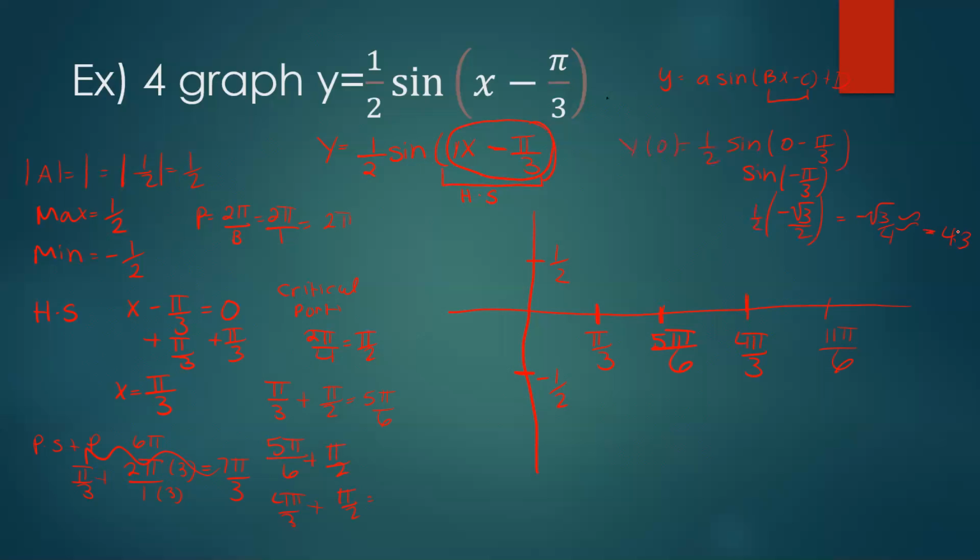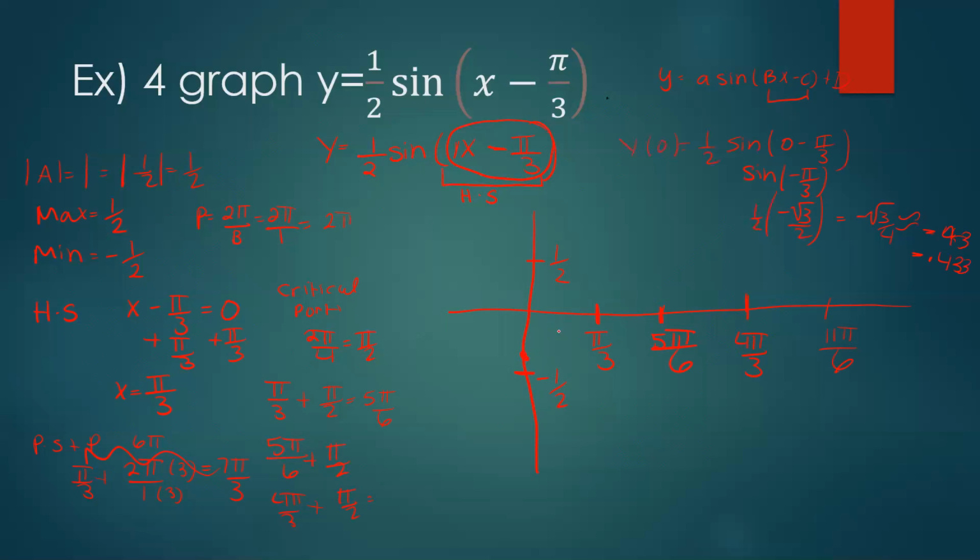So, I mean, not negative 4.3, negative 0.43. So that's very close to negative 1/2. It's not exactly negative 1/2, but it's very close. So this first point would be right here.